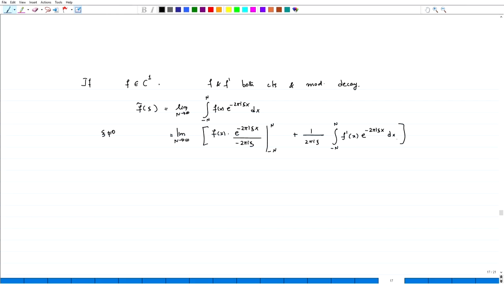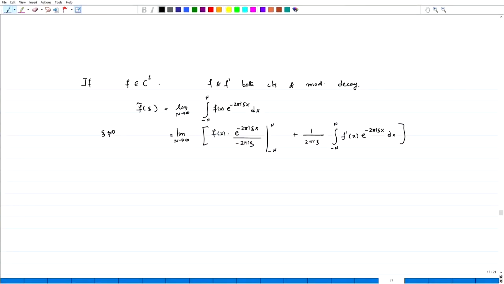Now, as you can see, f has a moderate decay, therefore for large n, f towards infinity has to go to 0, because mod of f of x is less than or equal to some constant by 1 plus x square. So the first part will go to 0, and for the second part, f prime we are assuming is integrable. So we can write it as 1 by 2 pi i j times the integral from minus infinity to infinity of f prime of x e to the power minus 2 pi i j x dx.